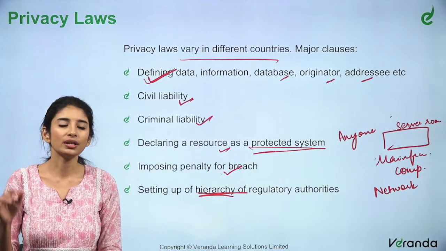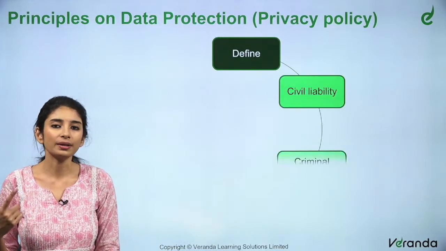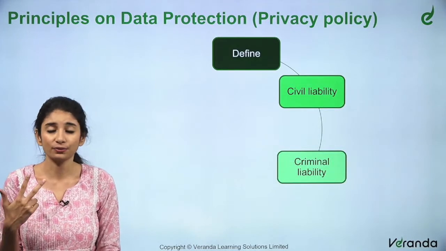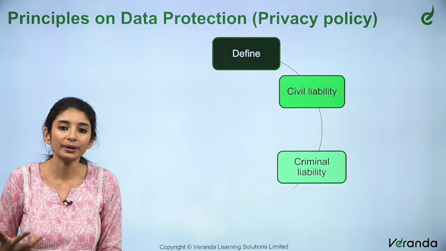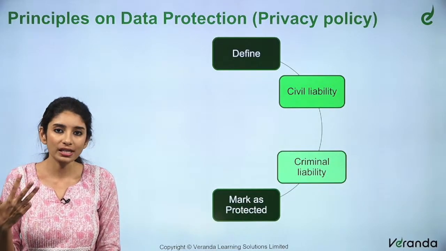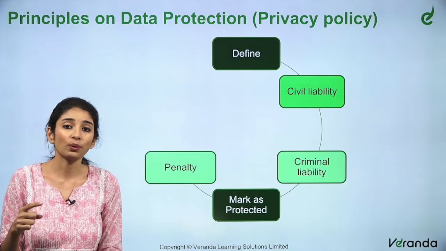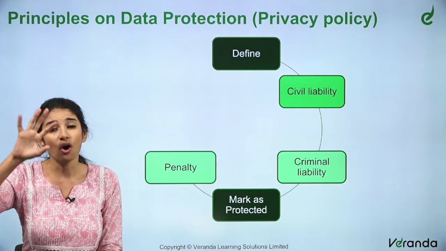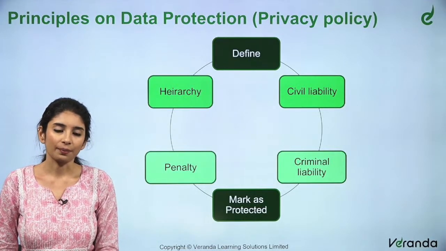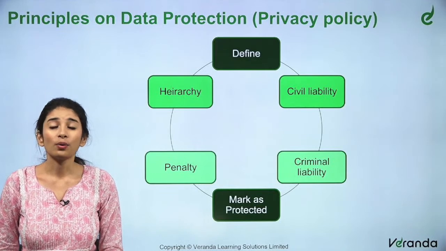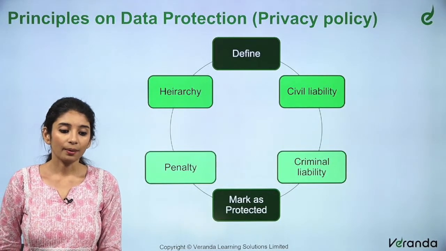So, in my privacy laws, let us quickly summarize. First, I need to define the terms. After I define the terms, I need to identify what is applicable for civil liability, what is applicable for criminal liability. After that, mark the resources as protected resources. I have to understand what is the penalty, and finally, I have to understand what is the organization hierarchy of the data, right? I hope chapter 1 is clear and all your question and answer books are clear.